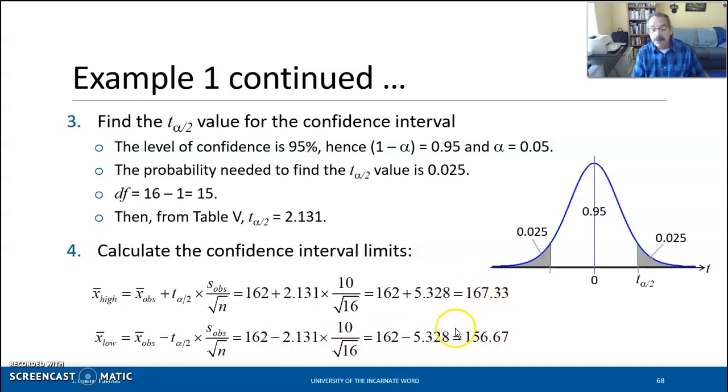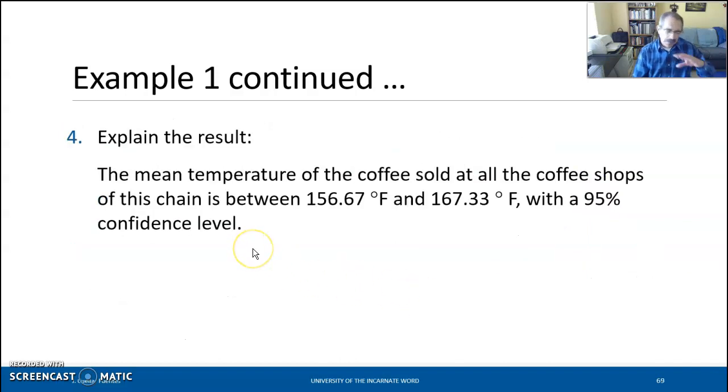Once you find the values for the limits of the confidence interval, the last step is to interpret that confidence interval. Based on what I explained earlier, we can say that the mean temperature of the coffee sold at all the coffee shops of this chain is between 156.7 degrees Fahrenheit and 167.3 degrees Fahrenheit with 95% confidence level. Notice that I am quoting the units of measurement because they are very important to see in what scale the temperature was measured.